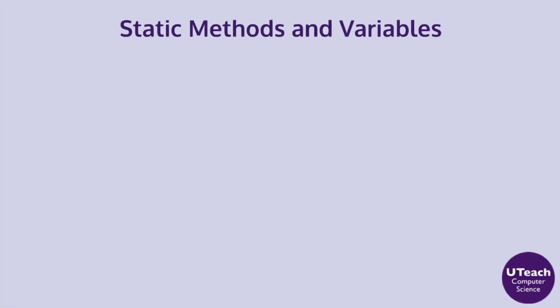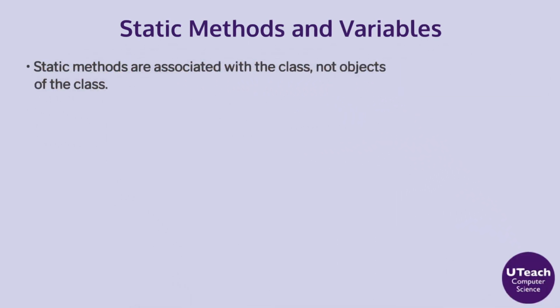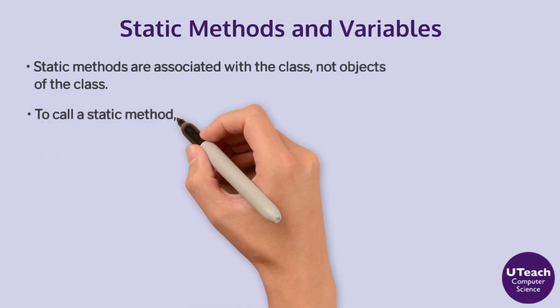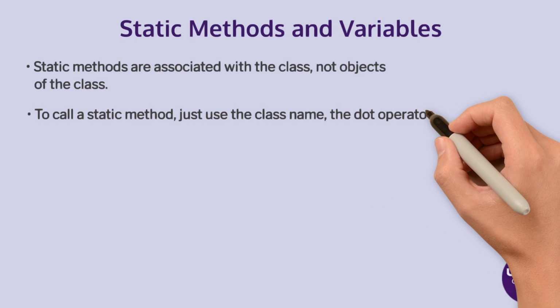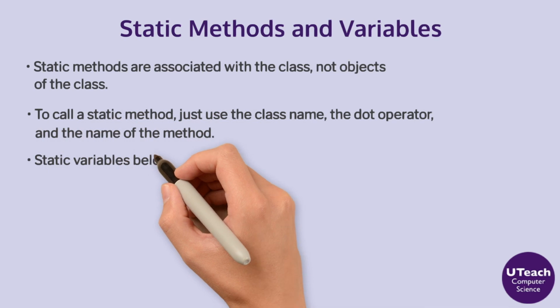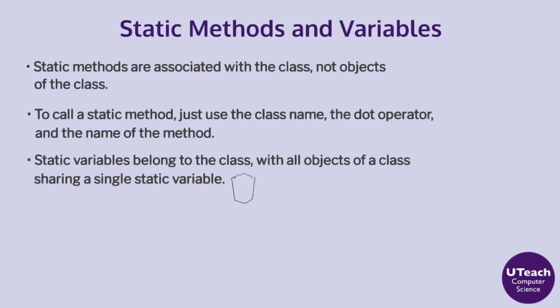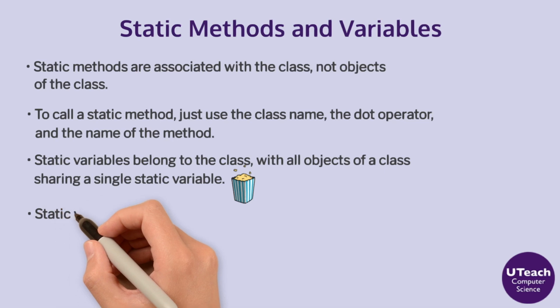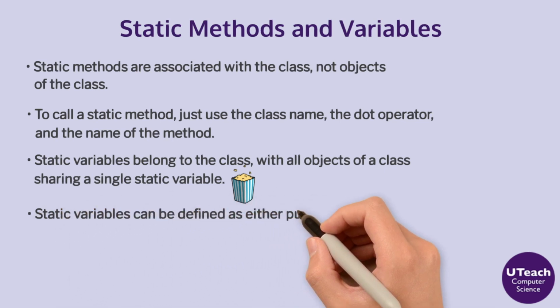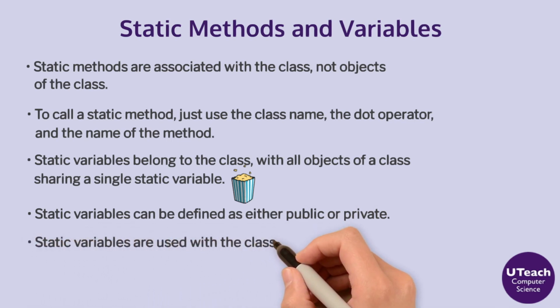To recap static methods and variables. Static methods are associated with the class, not objects of the class. To call a static method, just use the class name, the dot operator, and the name of the method. Static variables belong to the class, with all objects of a class sharing a single static variable, like sharing a box of popcorn with your friends at the movie. Static variables can be defined as either public or private. Static variables are used with the class name and the dot operator.